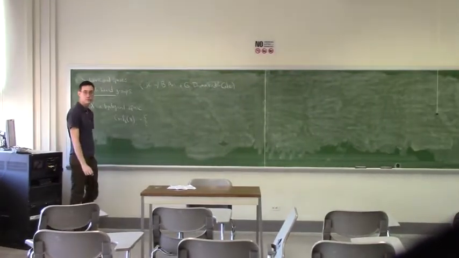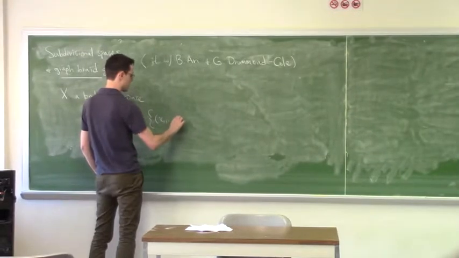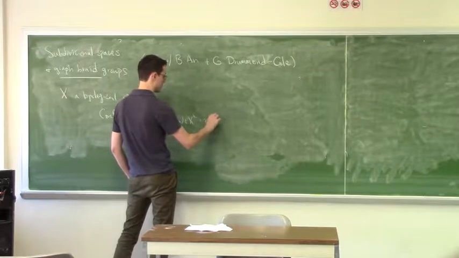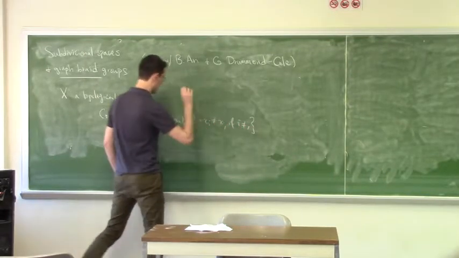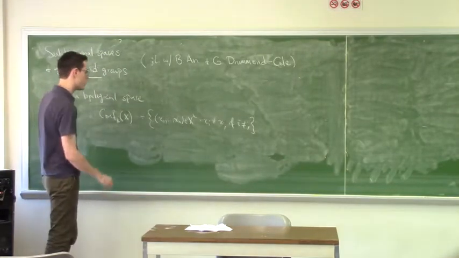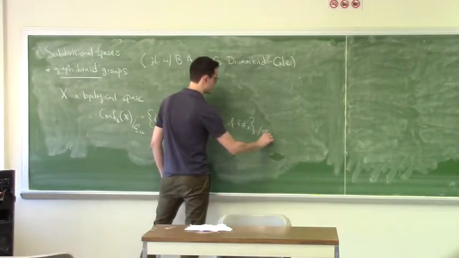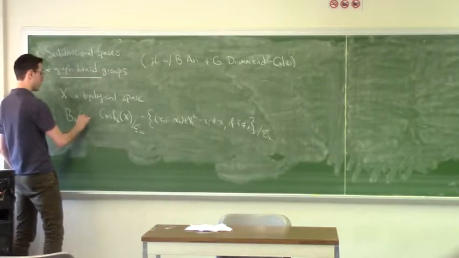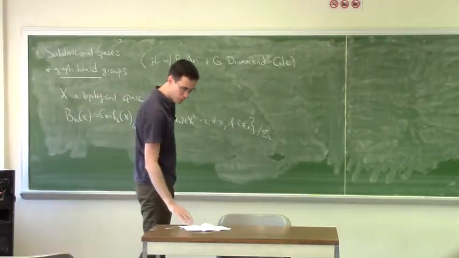the ordered space of configurations of k points in X, so it's k-tuples that are all distinct. And often I'm going to be more interested in the space that I get after the quotient of Σ_k, the unordered configuration space. And I'm going to call that B_k(X), B for braid.